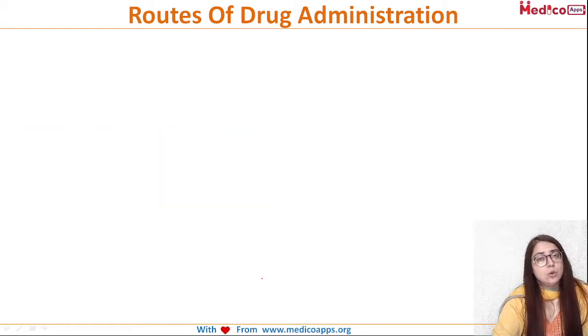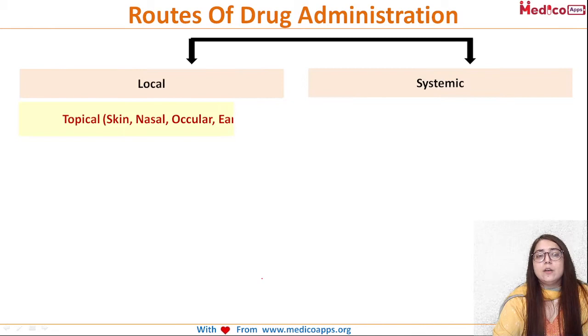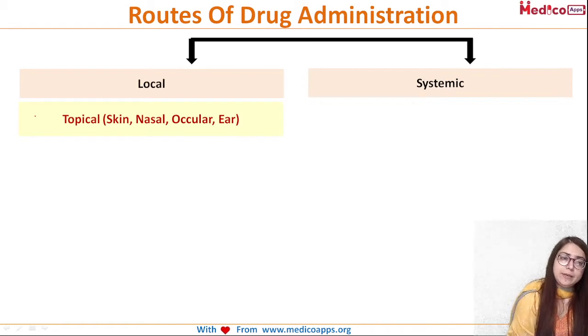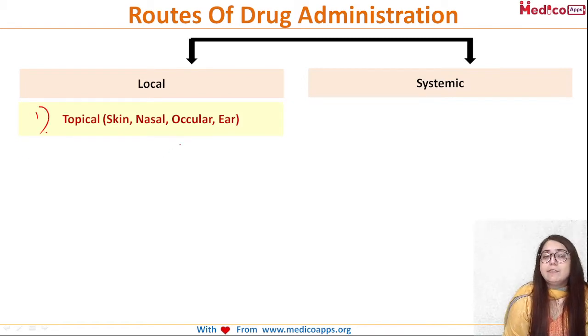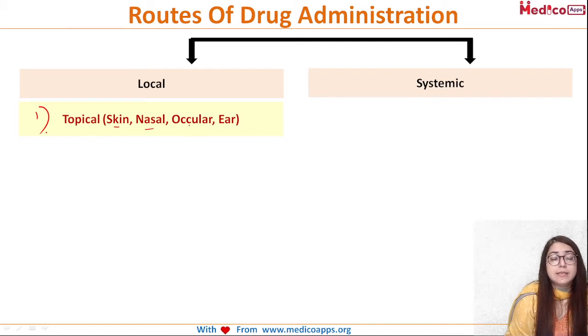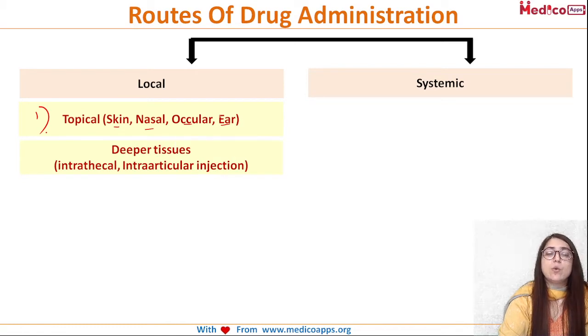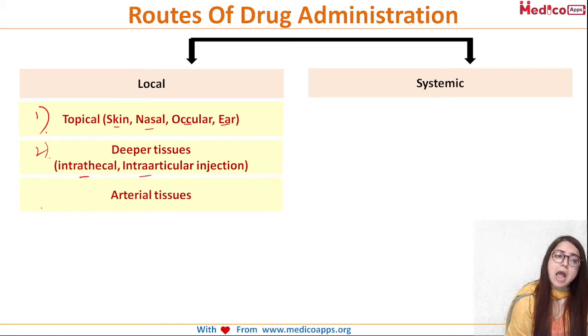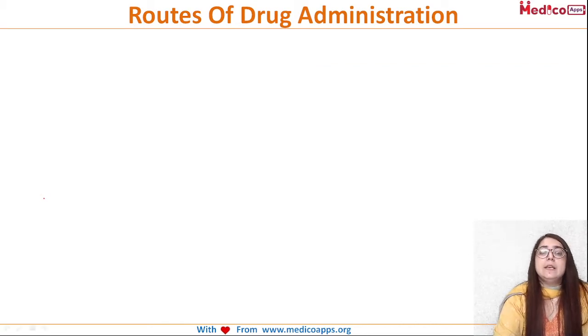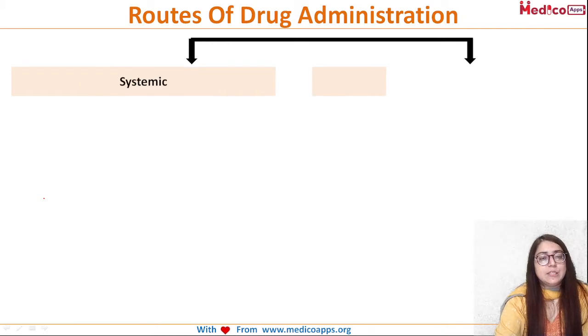Then comes the local route. When I say local route, it could be topical. Topical in the form of creams or ointments. You are supposed to put it on the skin, nasal, ocular or ear. That means the topical creams or ointments. Then the deeper tissue like intrathecal or intra-articular injection. Then arterial tissues.